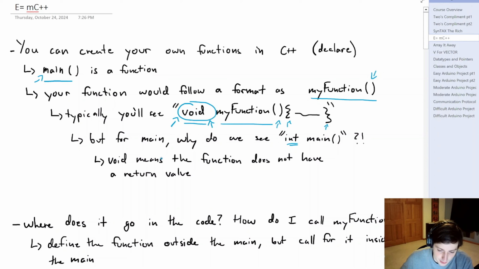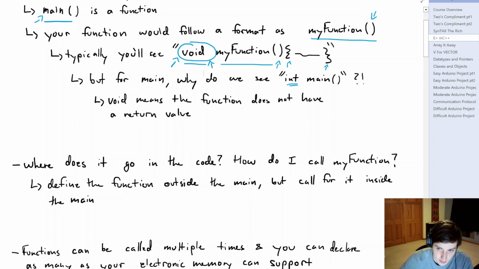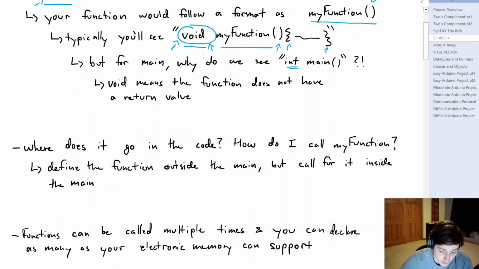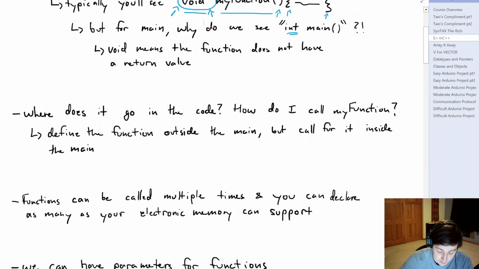Now maybe you're asking yourself, where do I put these functions in the code? Does it go in the main? And how do I call these functions to actually use them? For that, we typically define functions outside of the main in their own blocks, but we can actually call for a function in the main, or you can call for another function inside of a function. So it's worth noting that functions can be called multiple times.